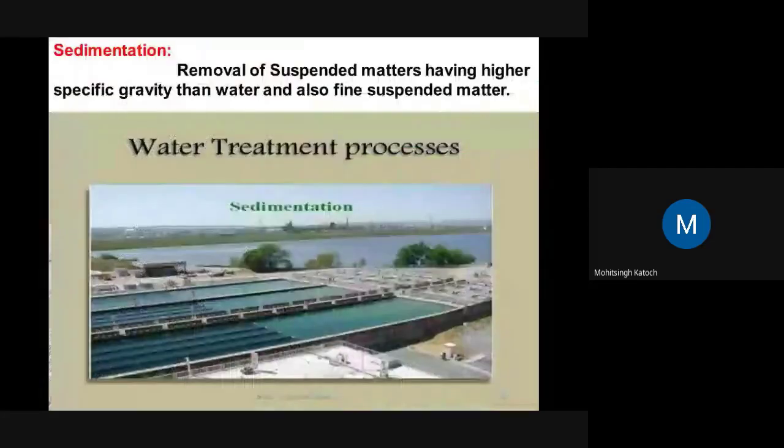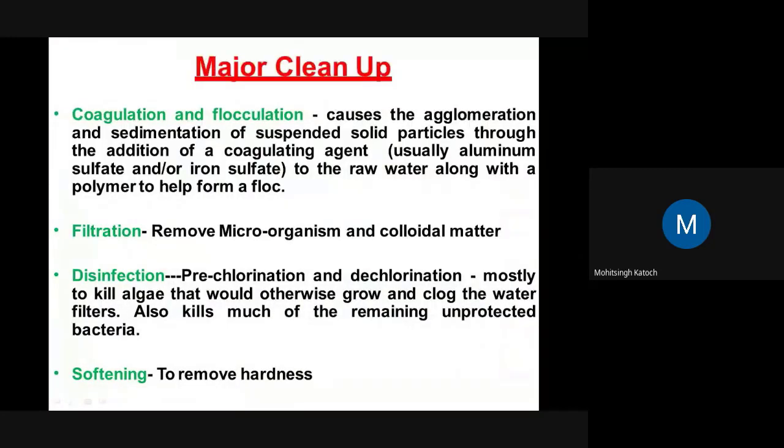After aeration comes sedimentation. The sedimentation is necessary for removal of suspended matters which have higher specific gravity than water, and also fine suspended matter. And in sedimentation, we try to achieve sedimentation with two processes. First is plain sedimentation, and second is sedimentation with the help of coagulation. So we will see what is coagulation, flocculation, filtration, and disinfection.